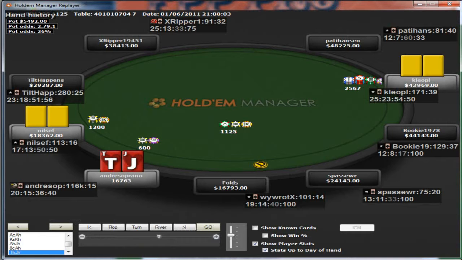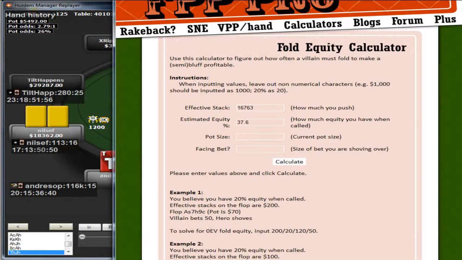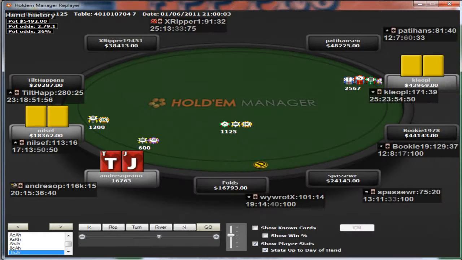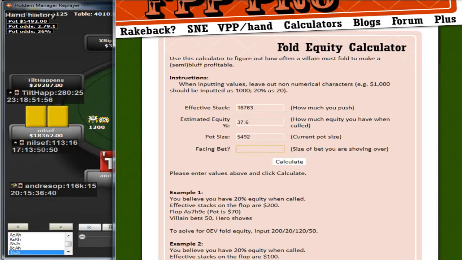What is the pot size before I shove? We see here on the top of the screen 5,492 chips. 5,492. And are we facing a bet? Yes, 2567.